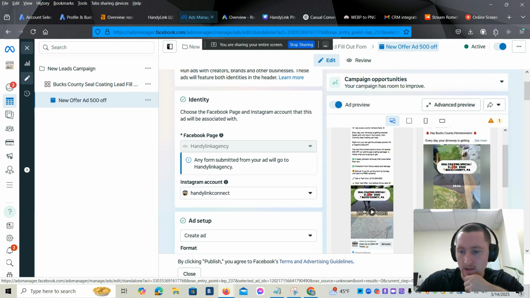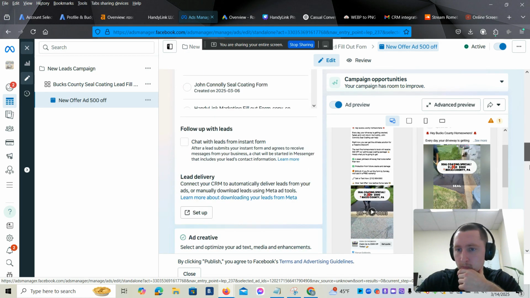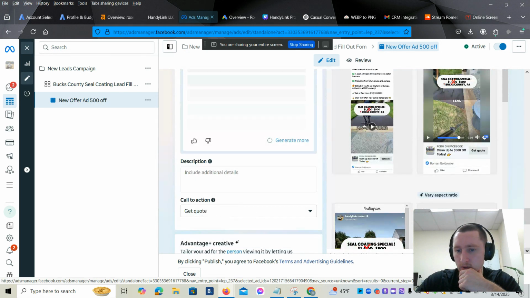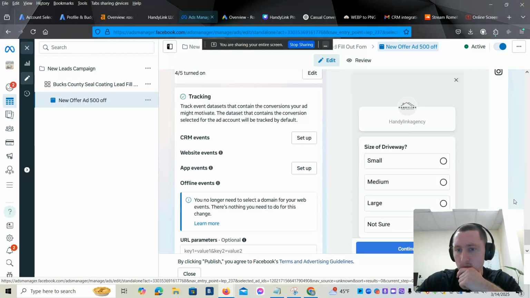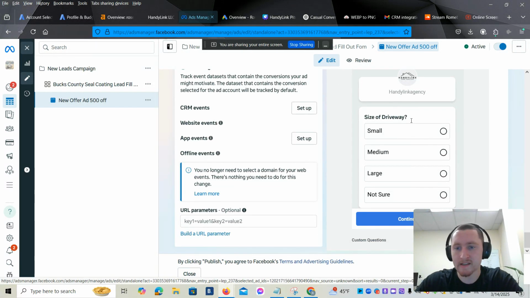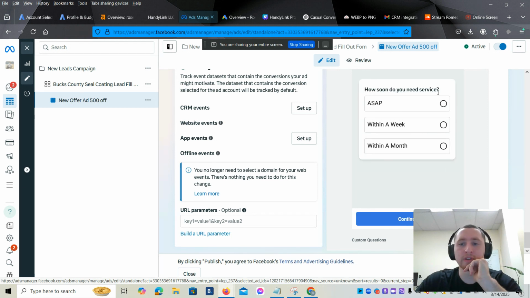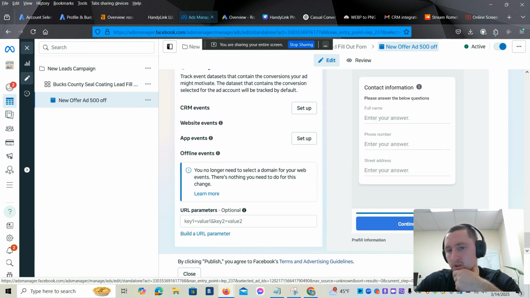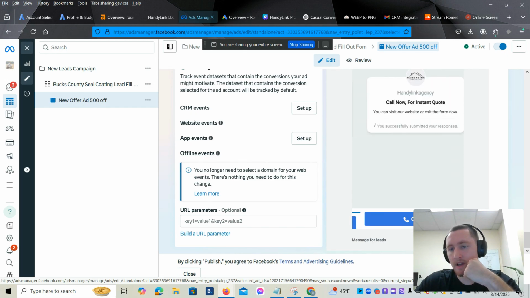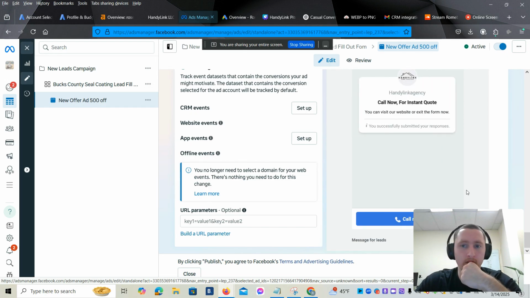And the headline for the offer says claim up to $500 off today. I like the arrow that says get quote, and I will show you the fill out form, what it has here. Okay, sorry about the insert. So we asked a couple of questions. The size of the driveway, right? The next question is, if it loads, any cracks or damage. How soon do you need the service? I said ASAP, within a week, within a month. And then the next question is just the contact form. And then basically, after they submit everything, they can call the client right away.